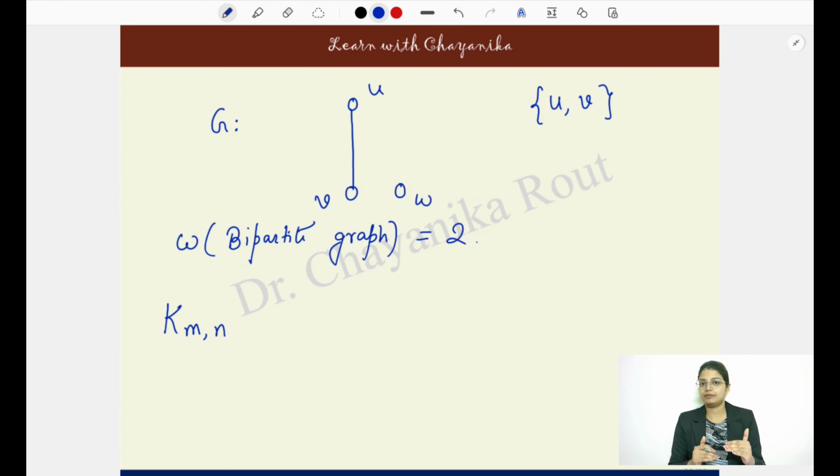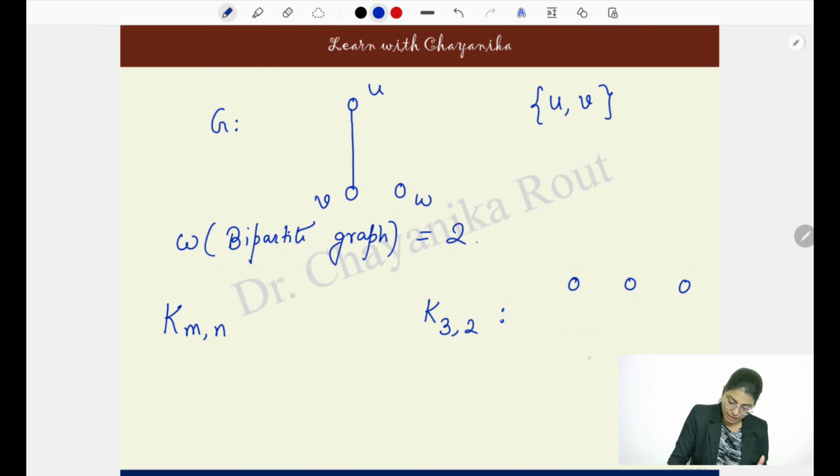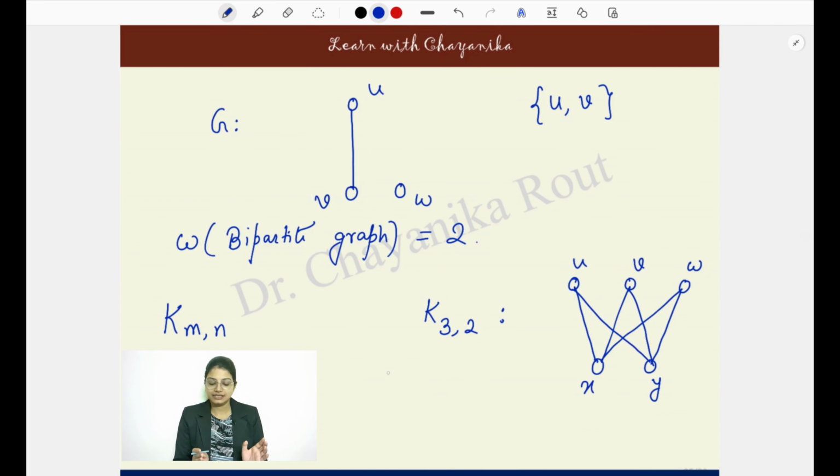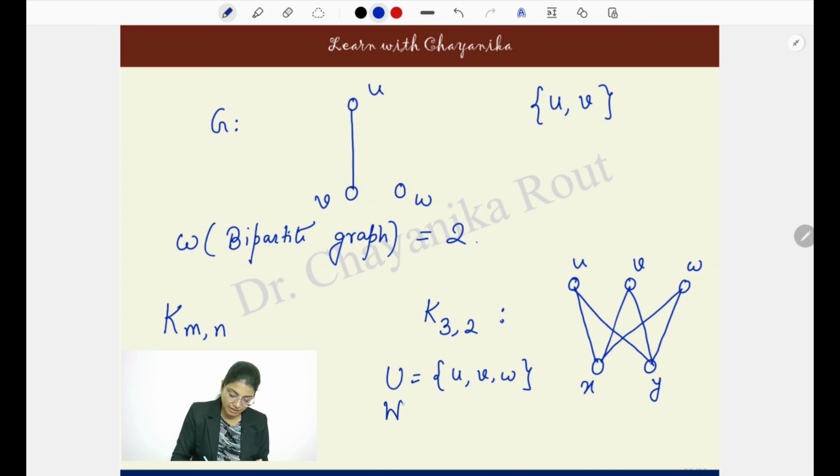Now in a complete bipartite graph, for example, let's talk particularly about K32. So it is the graph containing 3 vertices in one partite set and 2 vertices in the other partite set. So it looks something like this, right? Now here the partite set capital U containing the vertices U, V, W is an independent set itself, and the other partite set containing X and Y is also an independent set. In any bipartite graph, the partite sets themselves create an independent set because they are mutually non-adjacent to each other. There is no edge between any 2 vertices of the same partite set.